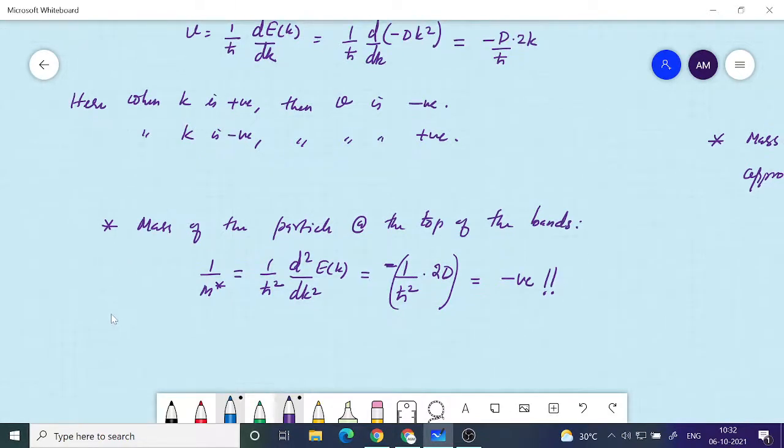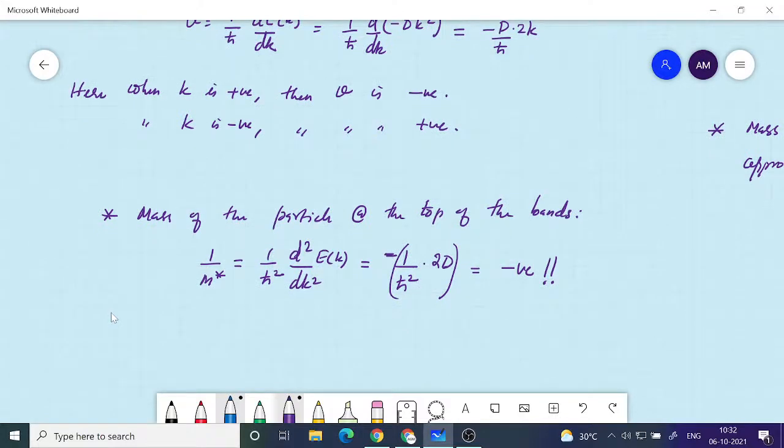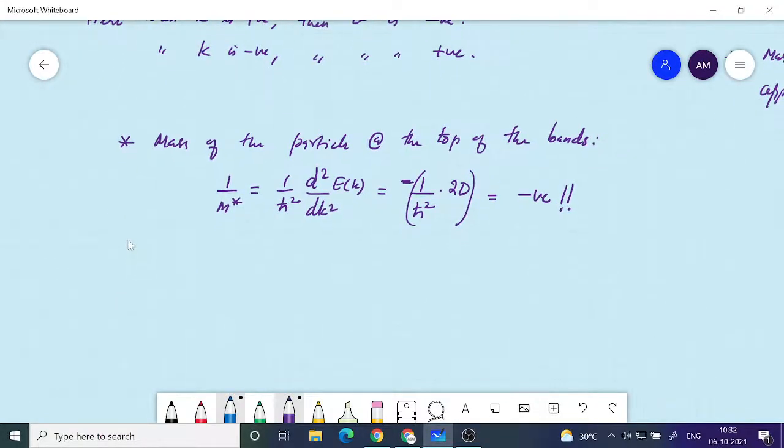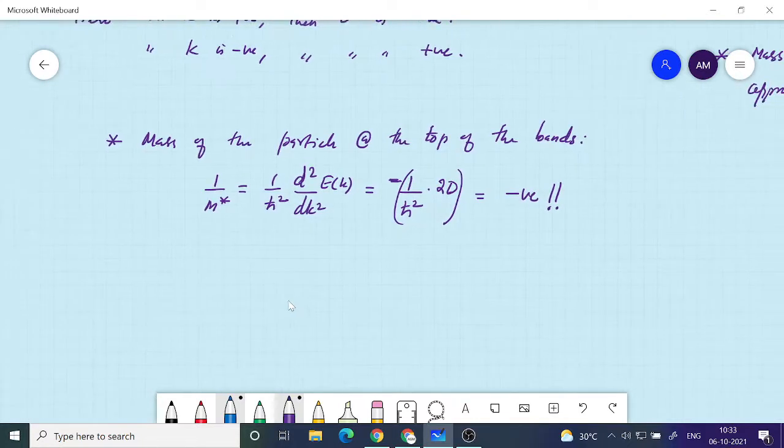So what does that mean? If you take Newton's law and say you have a particle with negative mass, you are applying a force to go in plus x direction, but the particle is actually moving in minus x direction. That's what it physically means. So these are some of the intriguing results that come out of quantum mechanics.